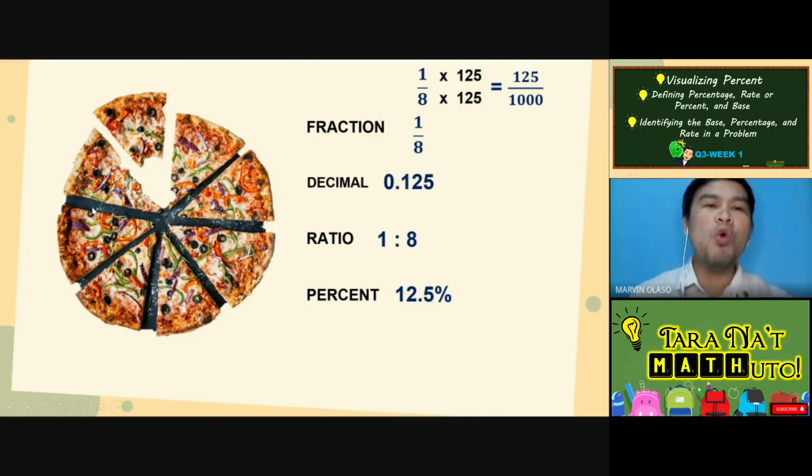Or yung buong pizza represents 100. I-divide mo yan sa 8, hindi yan exact. Kaya ang magiging sagot doon, 12.5. So, 1/8 is equal to 0.125 in decimal, 1 is to 8 in the ratio, and 12.5% in percent form. Nagkakaintindihan ba tayo dito? That is now the relationship of a fraction to decimal to ratio and percent.